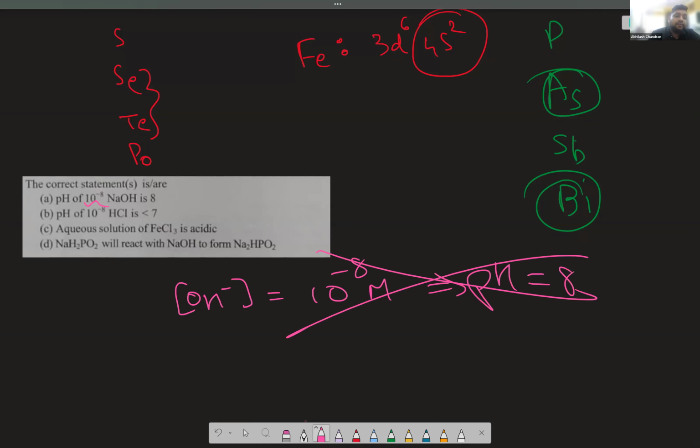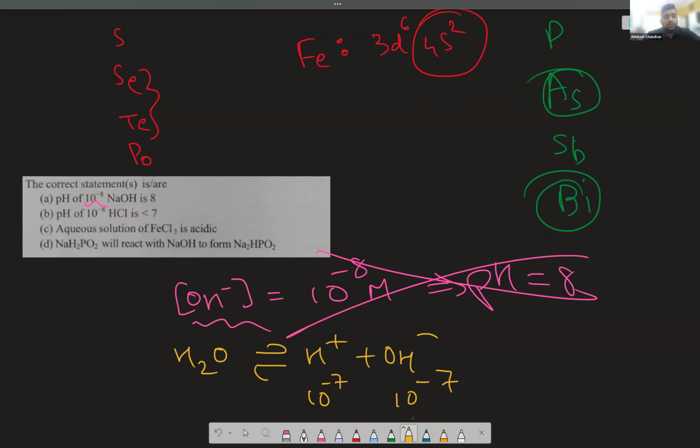No, wrong. Why? Because OH minus is not going to just come from NaOH. Of course, from NaOH, we are going to get 10 to the power minus 8. But then we have the equilibrium of water, right? Water itself, when nothing else is added, is already giving us 10 to the power minus 7 molar each of H plus and OH minus at 25 degrees Celsius. So they should have also mentioned the 25 degrees Celsius angle to it. But yeah, this is going to be there, right?